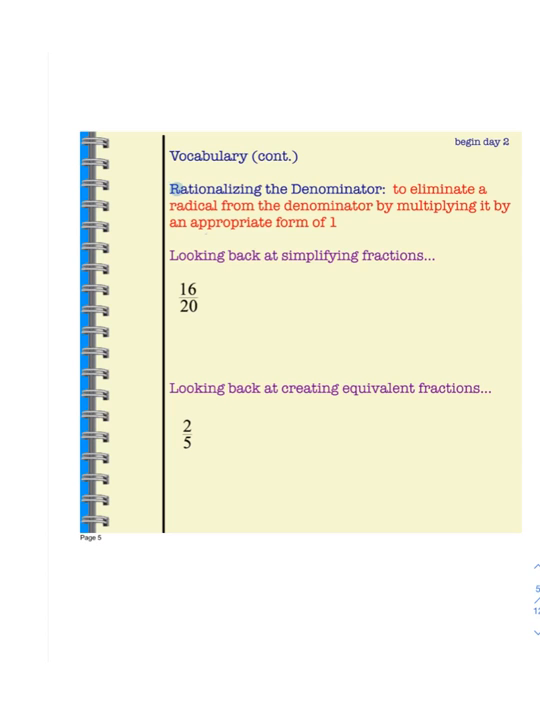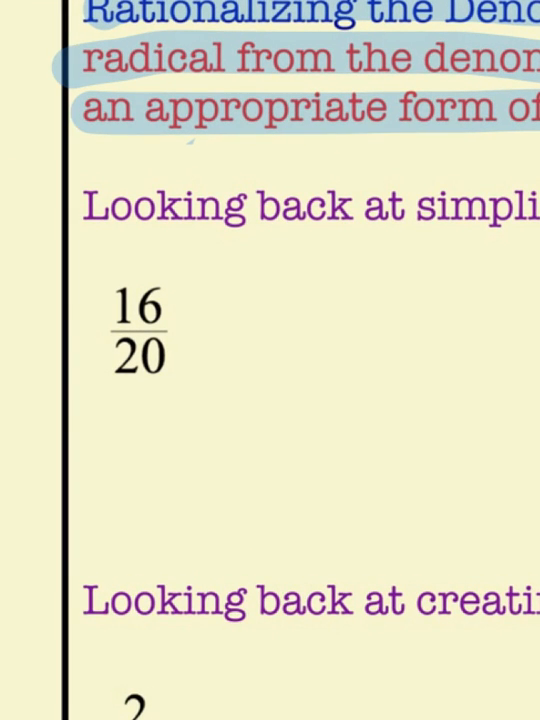All right, so our next step is going to be rationalizing the denominator, which means to eliminate a radical from the denominator by multiplying it by an appropriate form of 1. So just like when we simplify fractions, if I have this fraction 16 over 20, both of them are divisible by 4, so I'm going to divide it by 4 over 4, which is 1. Anything divided by itself is 1. So I can divide by 1 and still have the same fraction. 16 divided by 4 is 4. 20 divided by 4 is 5. So 16/20ths is equal to 4/5.